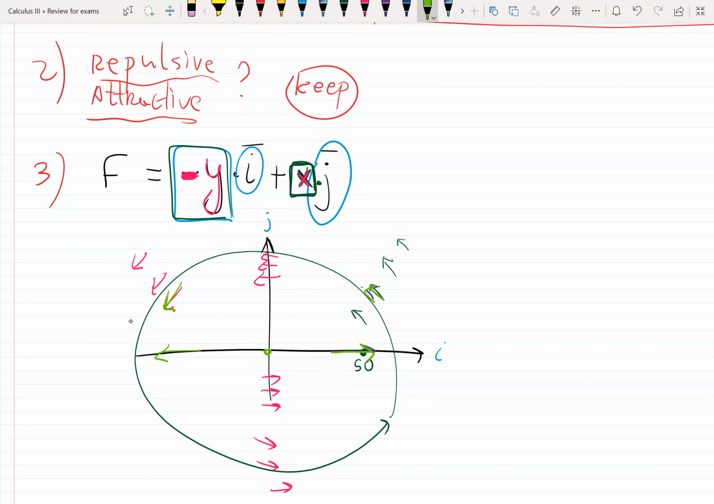The more I go up, y is a big number, and the negative sign makes it a negative number. So I have to point to the left. The more I go down, y points to the right. When y is 0, it points exactly up or down. So it's a whirlpool.